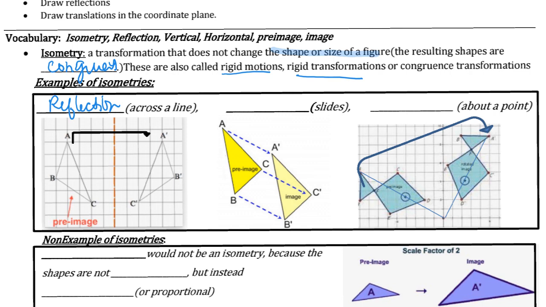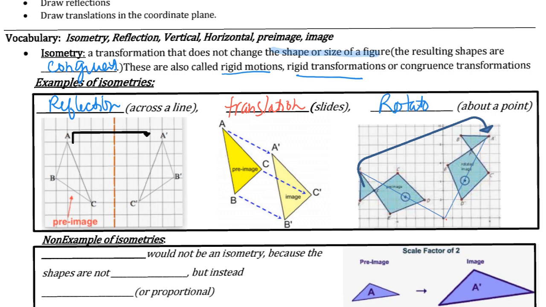And so then what we want to talk about would be a slide. Okay, slide, another name for that would be a translation. Okay, so if it slides sideways or vertically or diagonally, that would be an option. And then thirdly, a rotation, okay, around a certain point, like the origin. So if you rotate a graph or shape, we can call that a rotation.